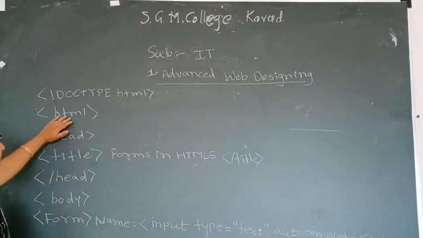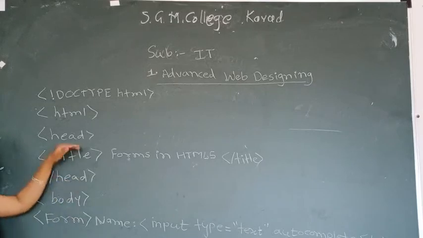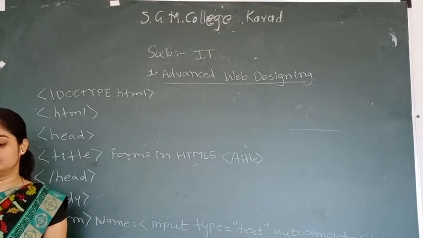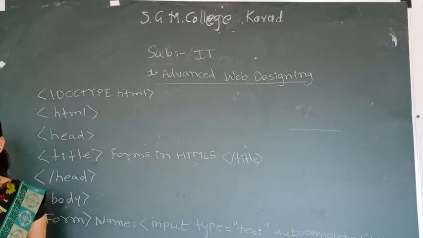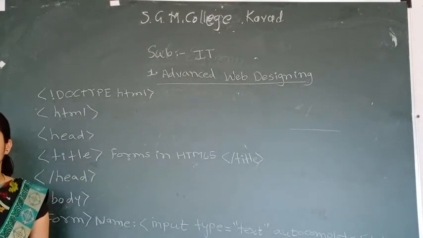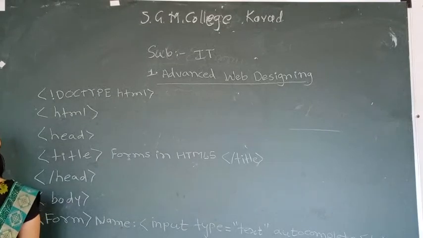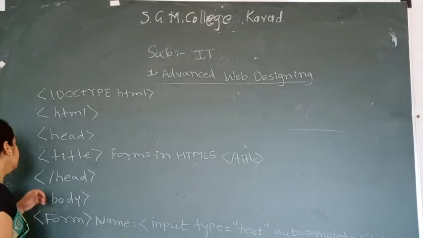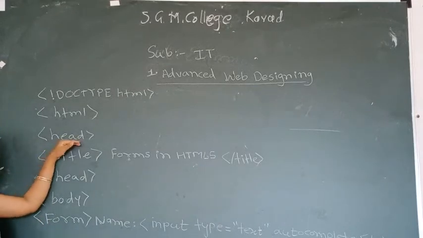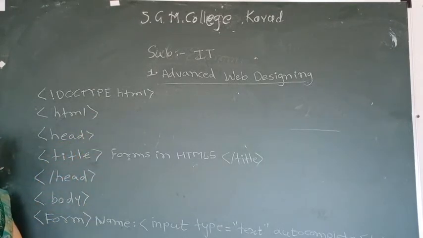The next tag is HTML. This is the basic structure of HTML. The HTML tag is the root element of an HTML page. The next is the head. The head element contains meta information about the HTML page.